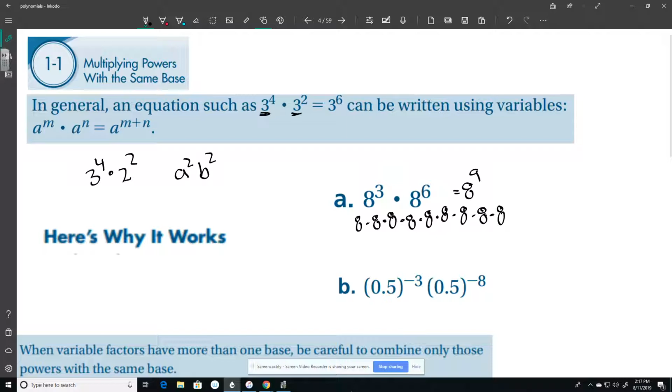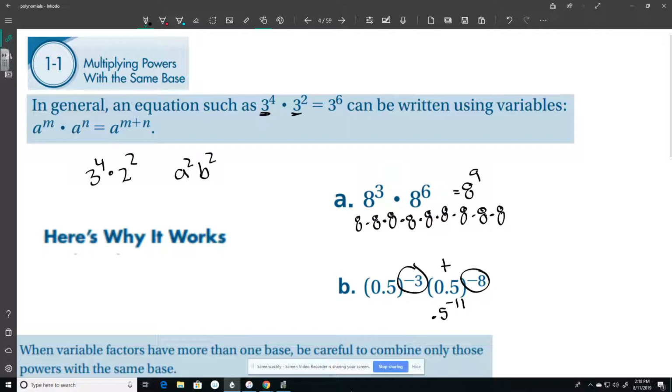So if the bases are the same, add the exponents. And it doesn't matter if they're positive or negative. So in this example, 0.5 raised to the negative 3 power multiplied by 0.5 raised to the negative 8. I'm going to do the exact same thing. My bases are the same, 0.5, but I'm raising them to negative 3 plus negative 8, which is negative 11. So it'll be 0.5 raised to the negative 11th power.